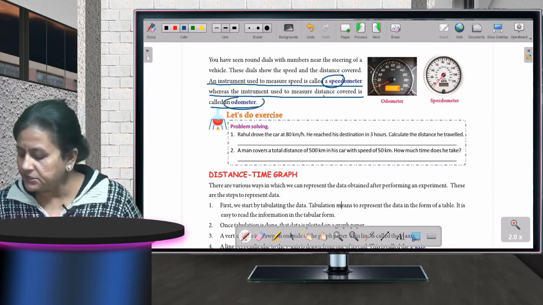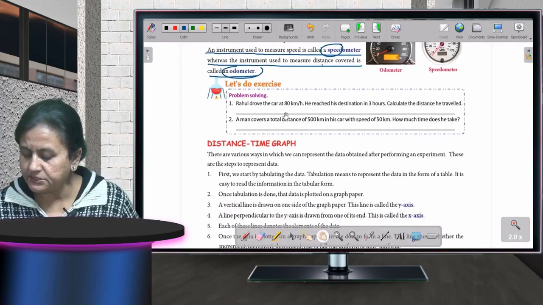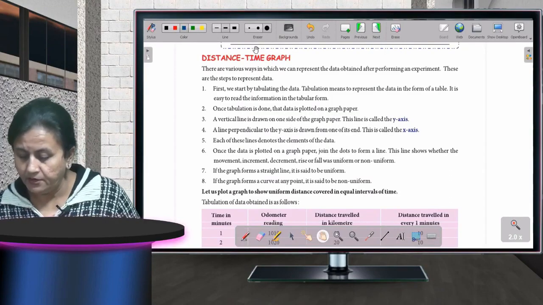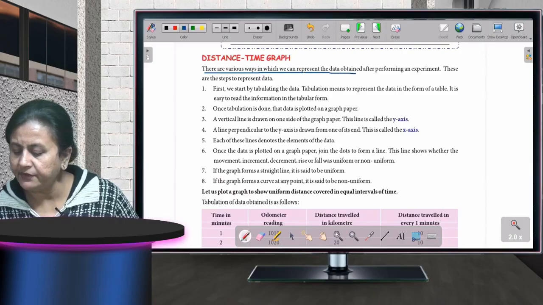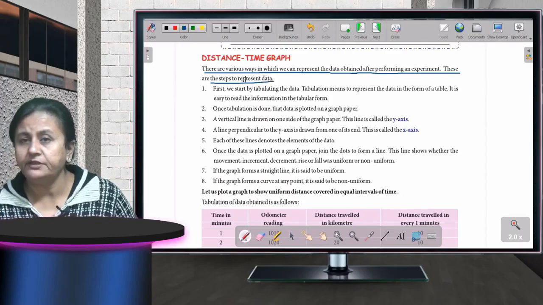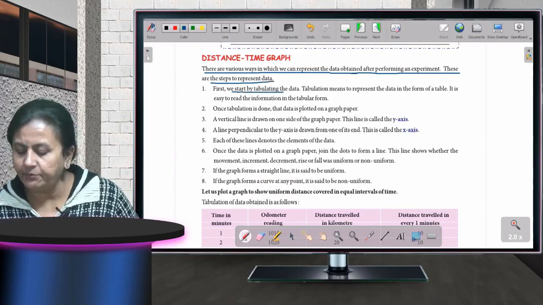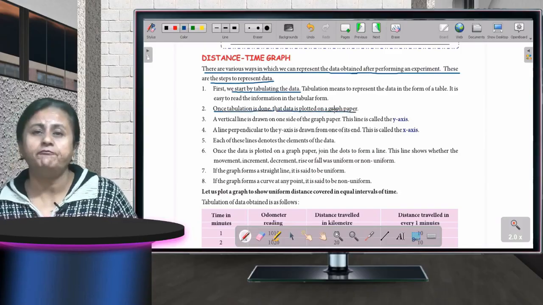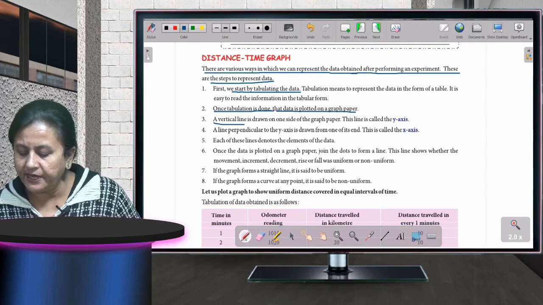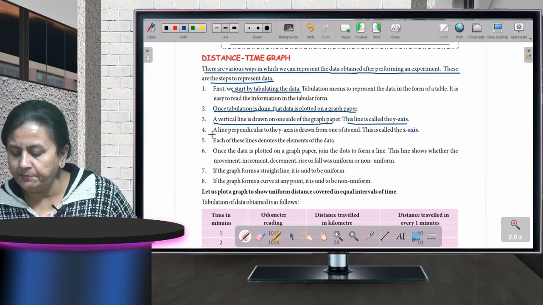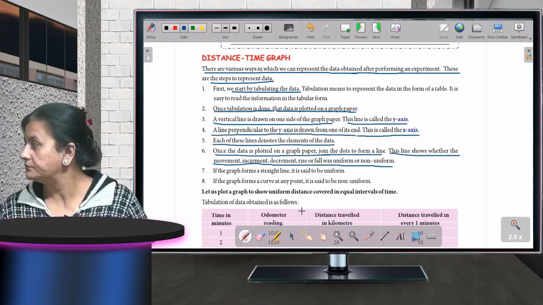Now, distance time graph. You can see on your screen. There are various ways in which we can represent the data obtained after performing an experiment. These are the steps to represent data. First, we start by tabulating the data. Once tabulation is done, the data is plotted on a graph paper. A vertical line is drawn on the side of the graph. This is called the y-axis. A line perpendicular to the y-axis is drawn, the x-axis.